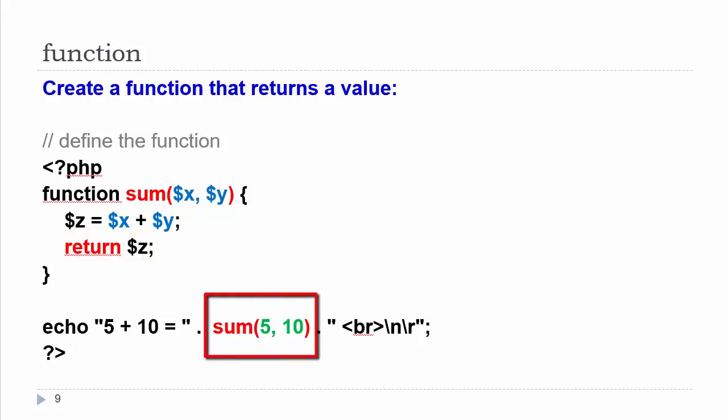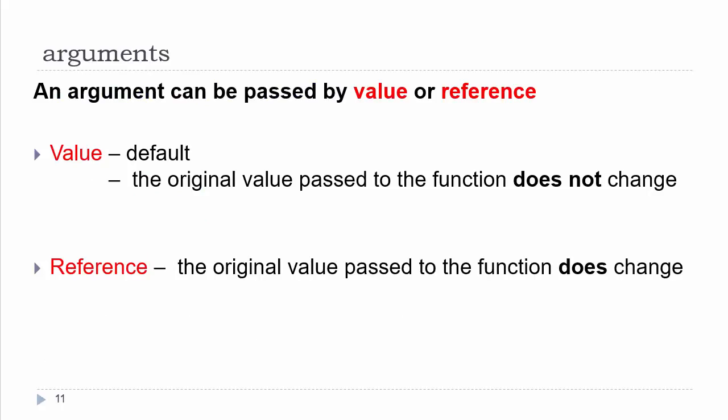In the function call sum(5, 10), we have two arguments. The first argument is passed to the first parameter. The second argument is passed to the second parameter. So here the 5 is passed to $x, the 10 is passed to $y, $x is 5, $y is 10, 5 plus 10 is 15. The function will return a value of 15. So we are looking at arguments that are being passed to the function.